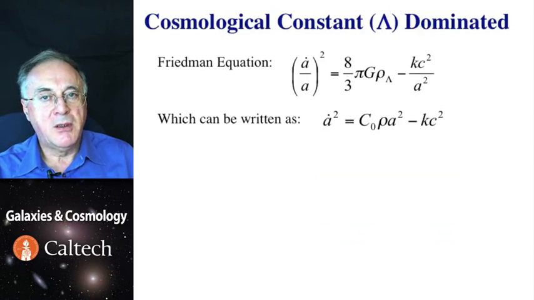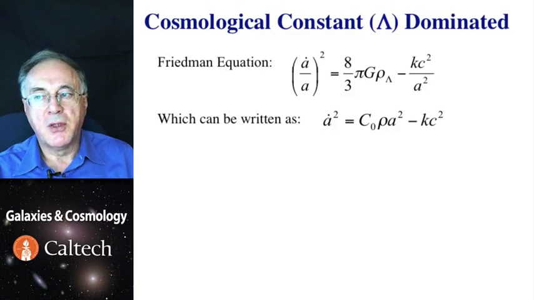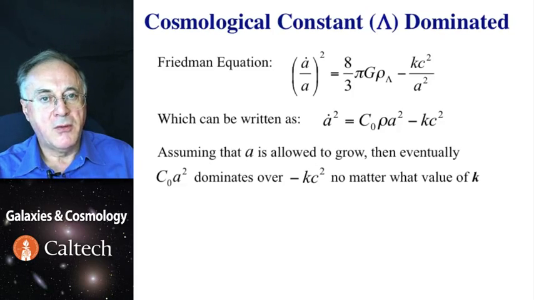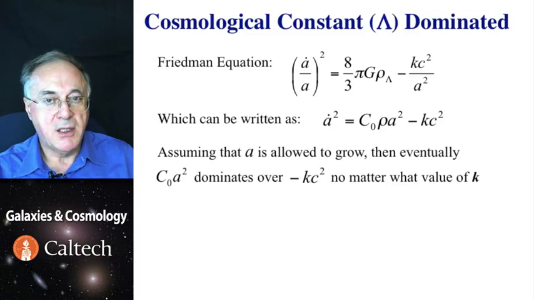Now let's consider a model which only has dark energy in the form of the cosmological constant. Its Friedmann equation is shown here, which we can rewrite in a fairly straightforward fashion. And so now if we assume that scale factor is allowed to increase as long as needed, eventually the first term on the right-hand side dominates the second term, regardless of the actual value of the curvature constant, K.